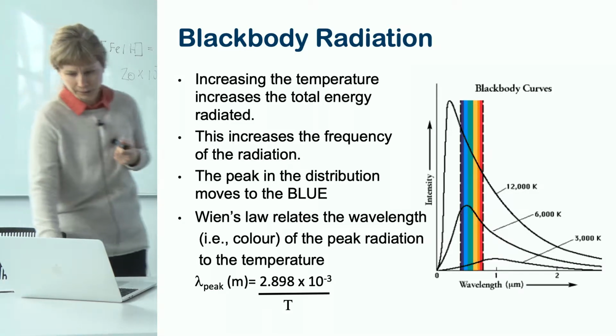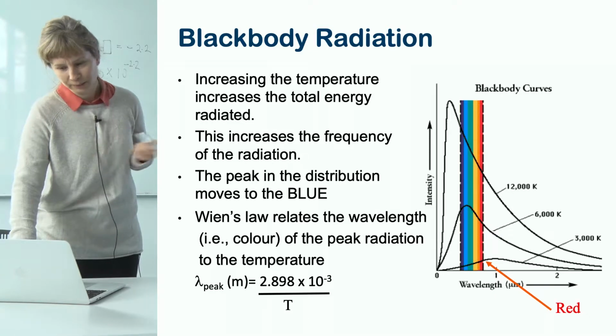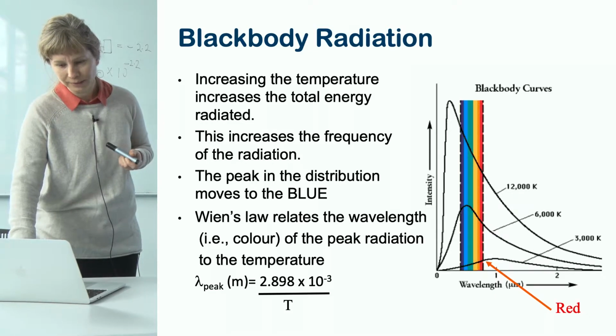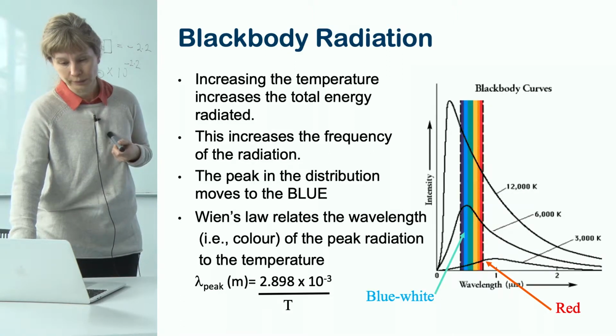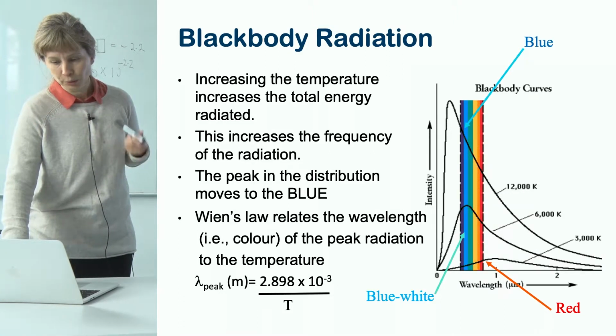Okay, so this is something that we all know. Again, red stars emit most of their light in the red, and there are many red cool stars out there. And then we have hot blue stars, of course, that emit most of their light in the blue or the blue-white.